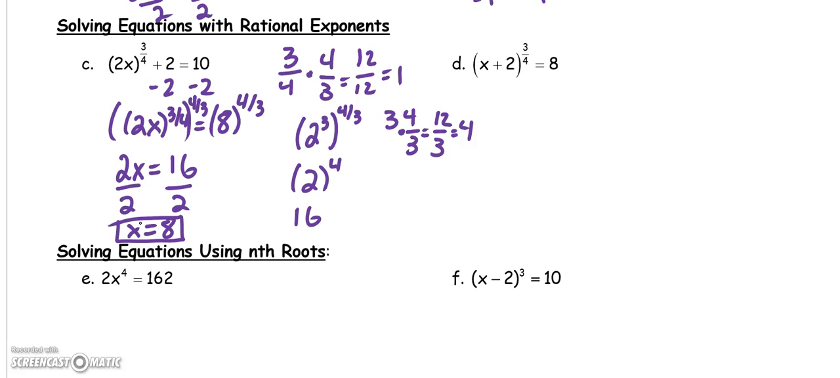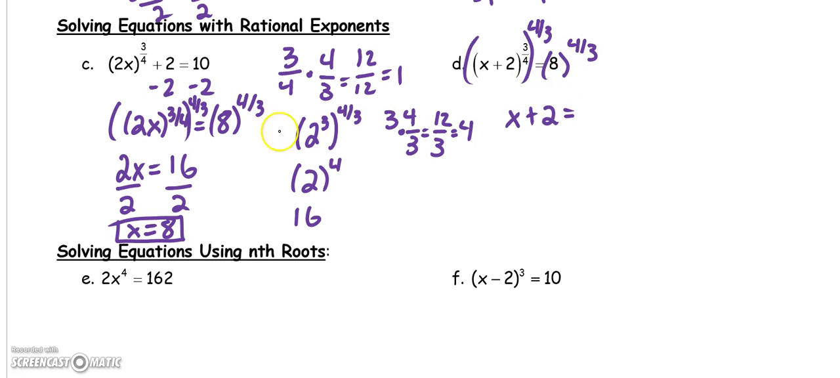Alright, looking at the next one. There's nothing not being raised to the 3/4, so we are going to go ahead and right away raise both sides to the 4/3. And so we're going to end up with x plus 2. Now again, we can simplify this.